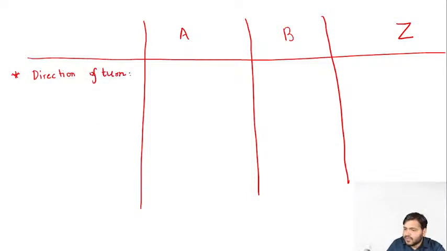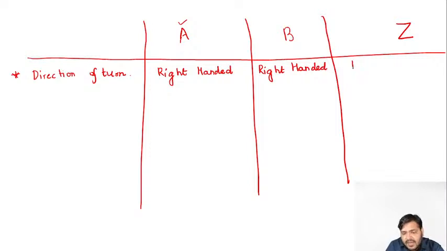The direction of turn in case of A type DNA is right-handed. B is also right-handed. And Z is the left-handed DNA.